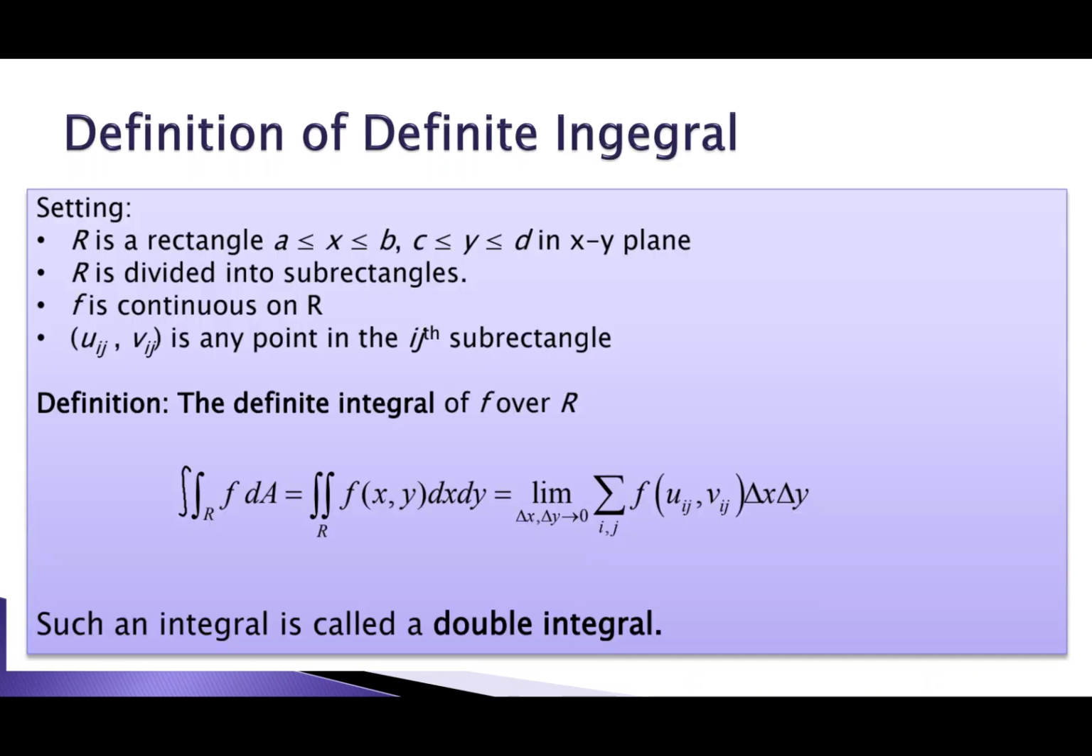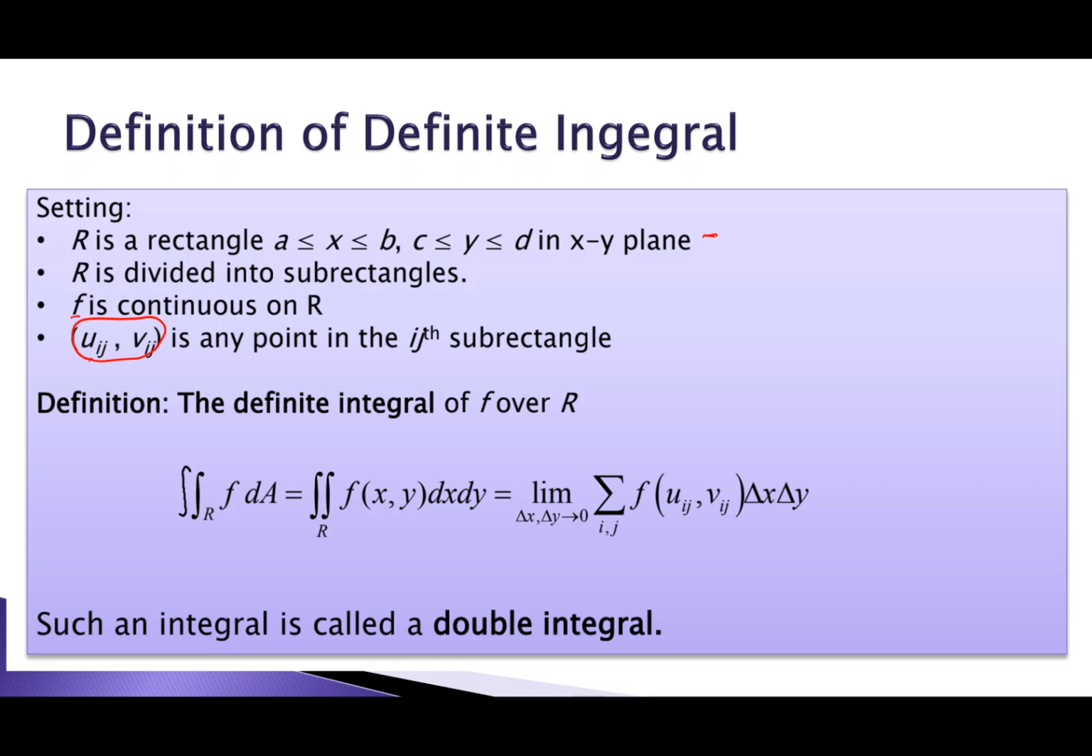So here's the technical definition straight from the textbook. The textbook starts with a rectangle, as we said. We're going to divide it into sub-rectangles. We're going to make sure that our function is continuous on that rectangle, so we don't have any holes, we don't have any breaks, we don't have any gaps, we don't have any vertical asymptotes, anything like that. And in each of those little tiny rectangles, we're going to pick a point at random.